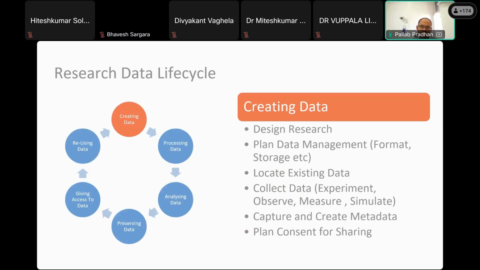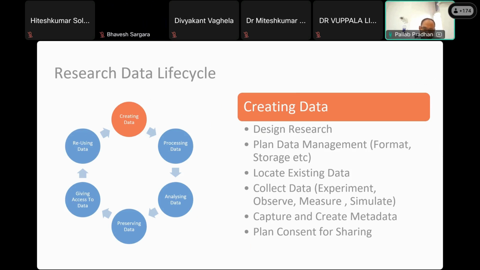First, creating data. In this first step, you'll be designing your research. Further, you'll be planning data management: what the format would be, how your data will be collected, where it will be stored, whether it should be in an RDBMS or some different type of storage, and whether it should be raw data.